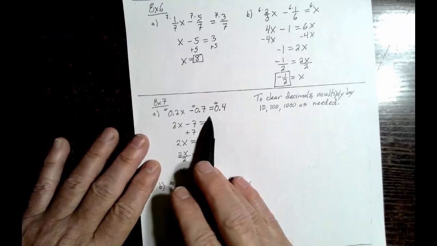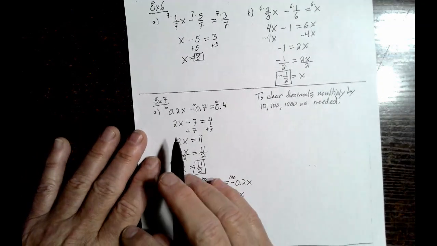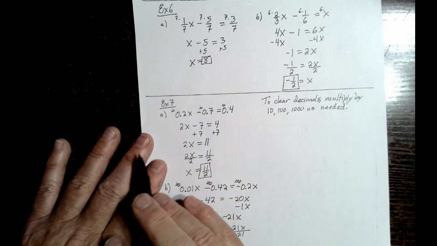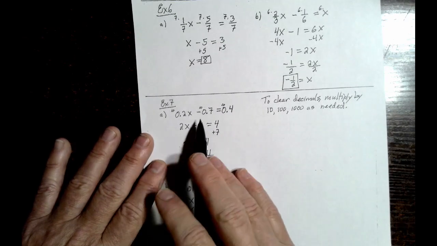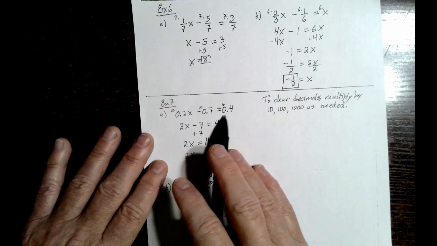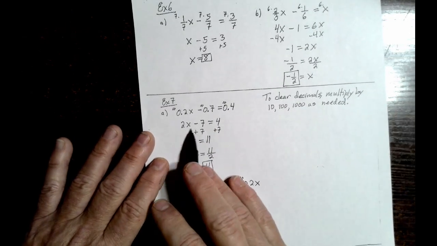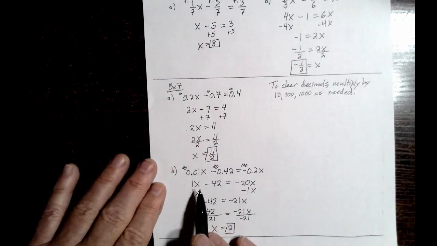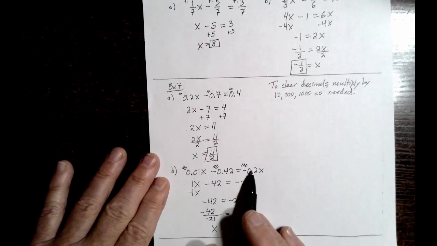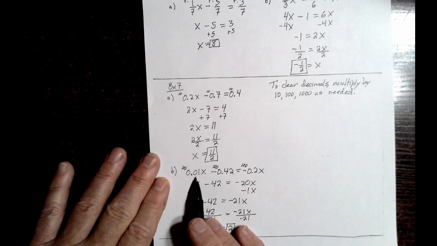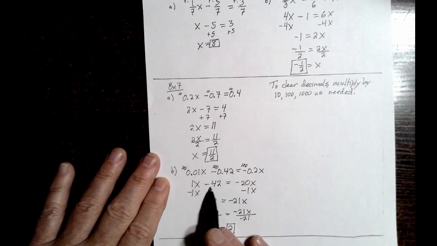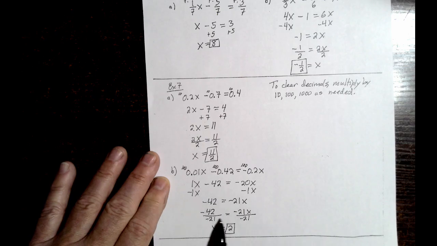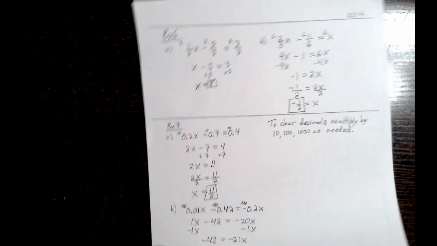If you have decimals, you multiply by 10, 100, or 1,000, whatever it takes to get rid of your decimals. These decimals only have one decimal place, so you're going to multiply by 10, every single one. Whether it has a decimal or not, every term gets multiplied by 10. So you get this number here, you add 7, divide by 2, and you get your answer. This one you have to multiply by 100, even though this one only has one decimal place. These others have two, so you got to multiply by 100. When you do, you get this guy here. Subtract 1x, divide by negative 21, and you get your answer.